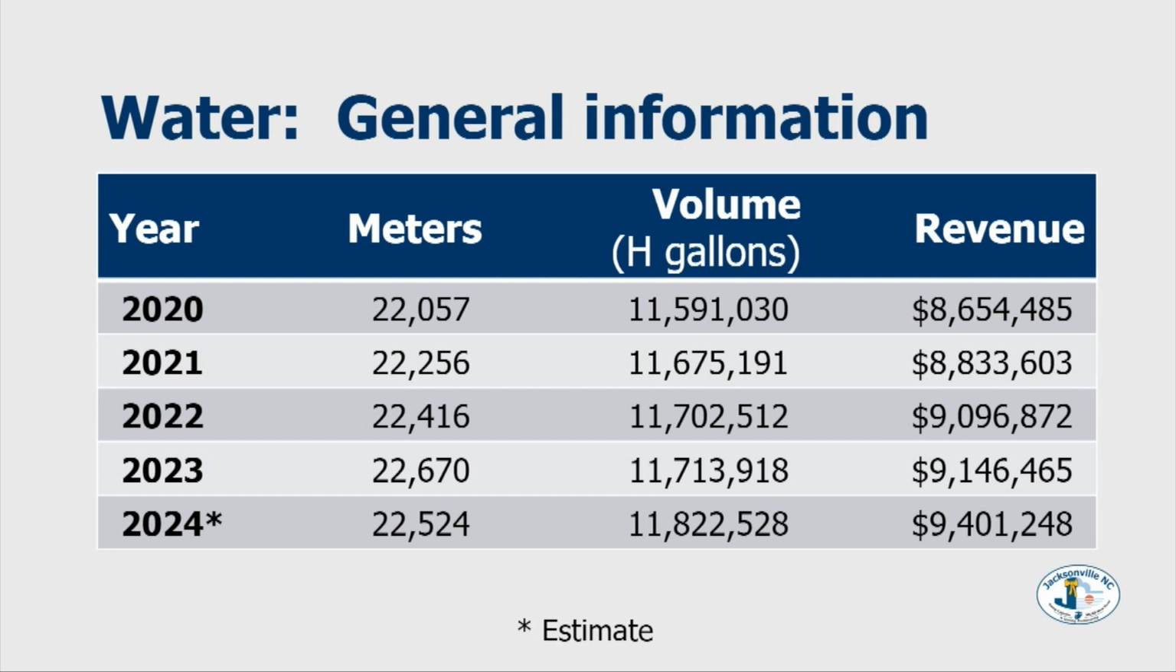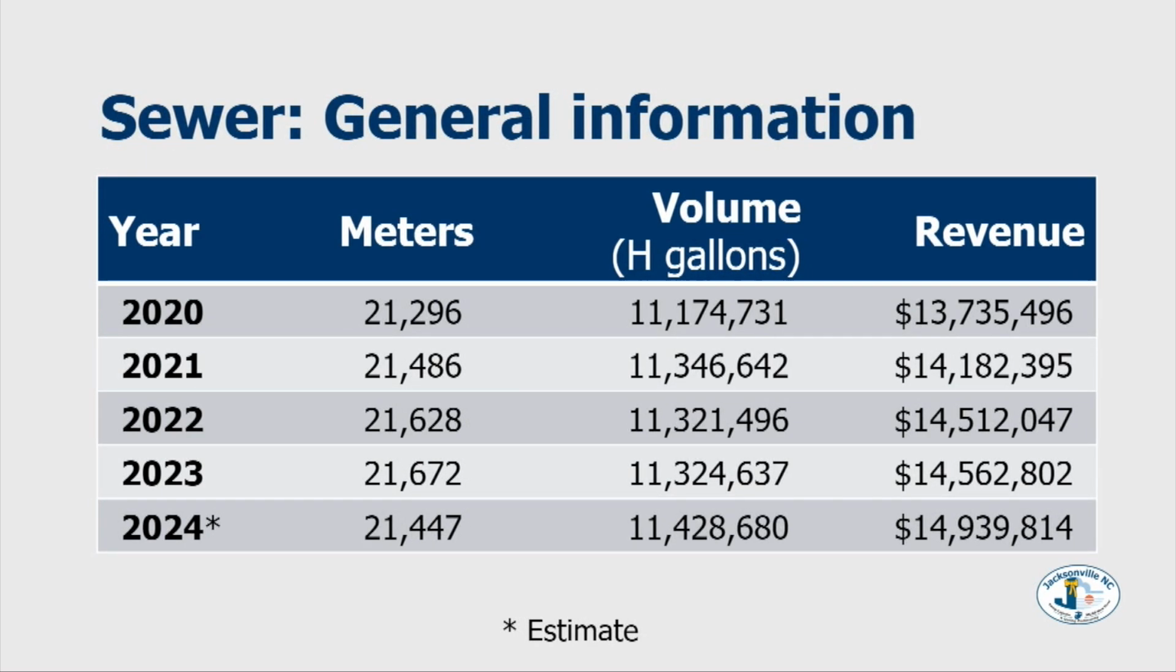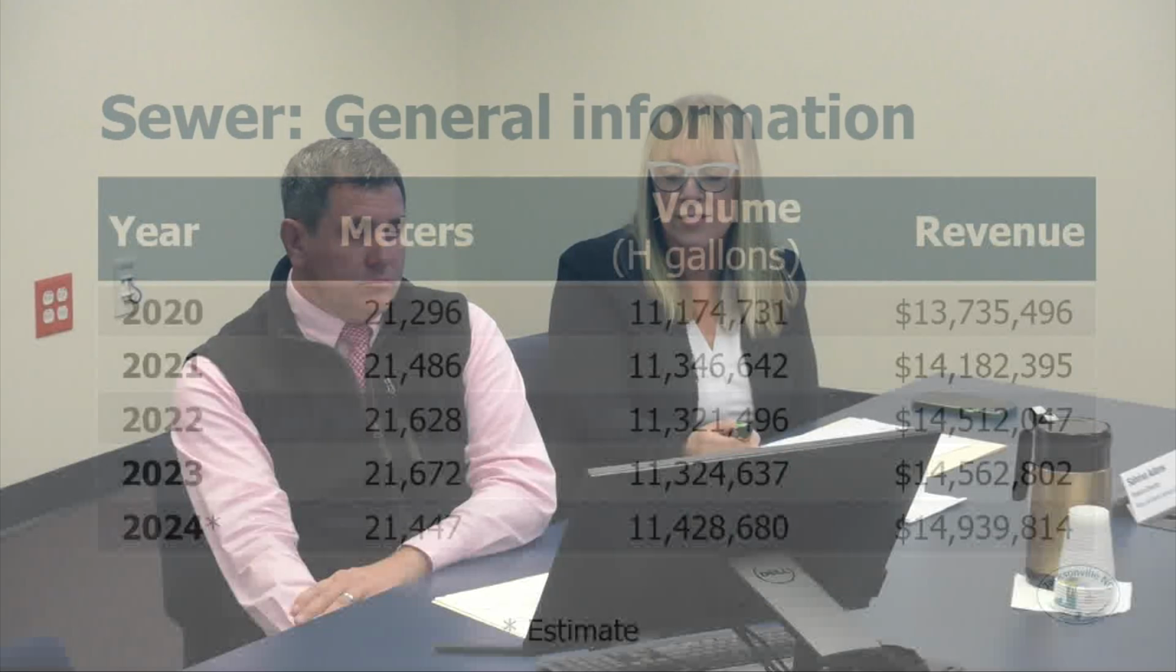And then this is just to show the information of the meter count and the usage and the revenue. For 2024, we should end with 22,500 meters. It's a little bit lower than 23,000, and again, we're very conservative on the growth when it comes to meters, but we did take into account the decrease for New River. But you can see the usage increased a little bit and the revenue as well because we did have a rate increase. And then same thing with the sewer. The meter count is a little bit lower, but still the usage and the revenue are up due to the rate increase as well.